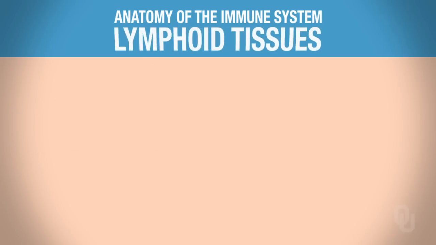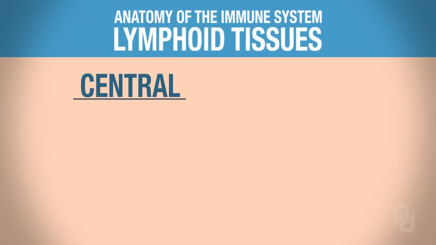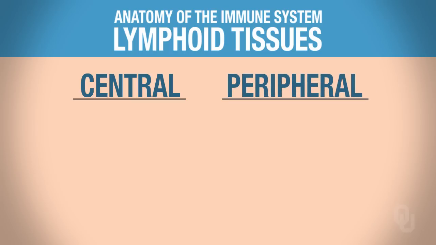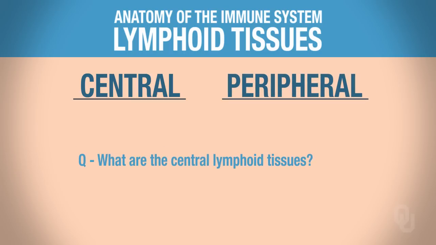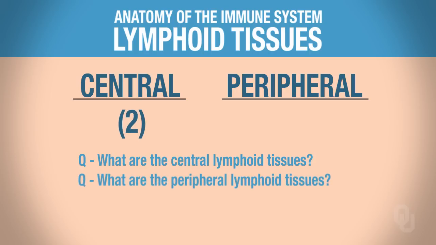Then we have the lymphoid tissues, the central lymphoid tissues and the peripheral lymphoid tissues. So what I want you to do is to make a list. What are the central lymphoid tissues? And I'll give you an idea here. You should be listing 2 of them. And then the peripheral lymphoid tissues. You should be listing 6 of these.